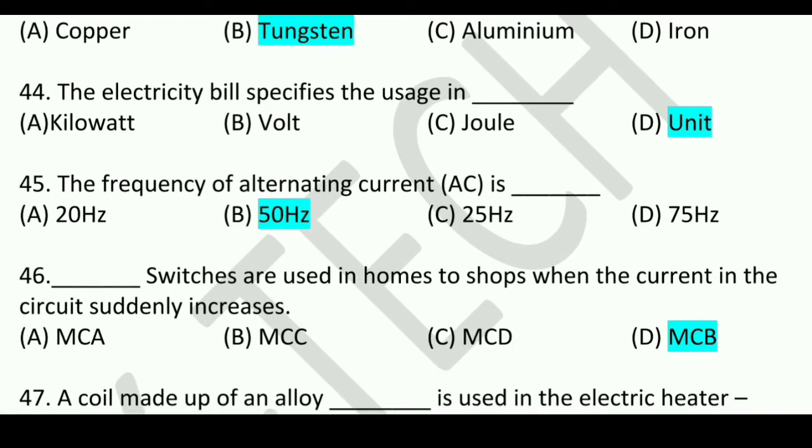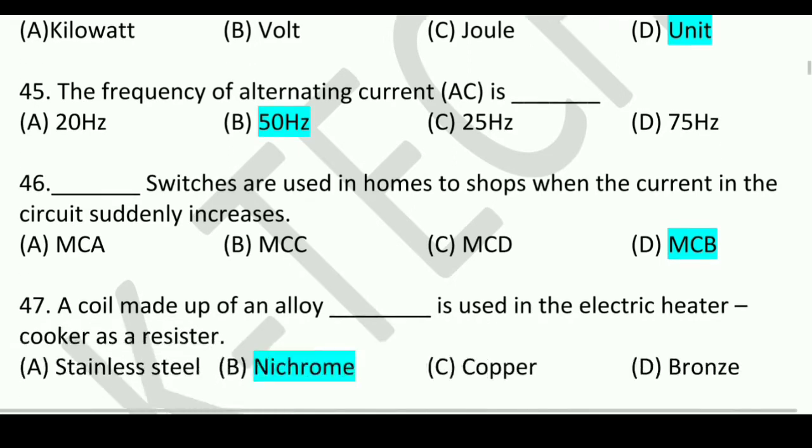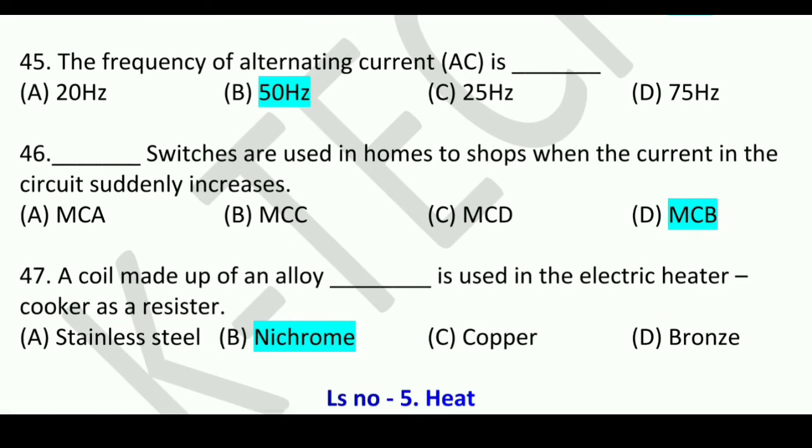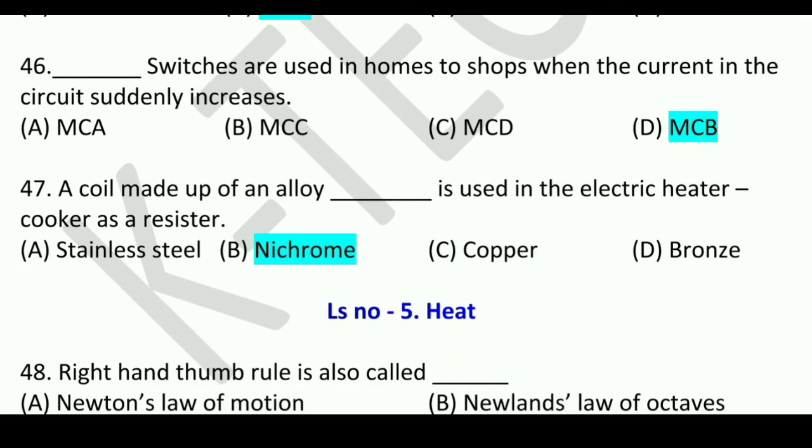The electricity bill specifies the usage in dash. Yes, answer is unit. The frequency of alternating current, that is AC, is dash. Yes, the frequency of alternating current is 50 Hz. Next question. Dash switches are used in homes and shops when the current in the circuit suddenly increases. So what is used, children? Absolutely correct, children. MCB switches are used.